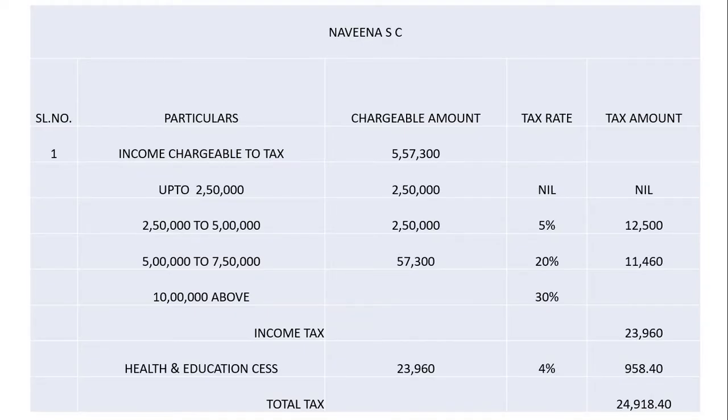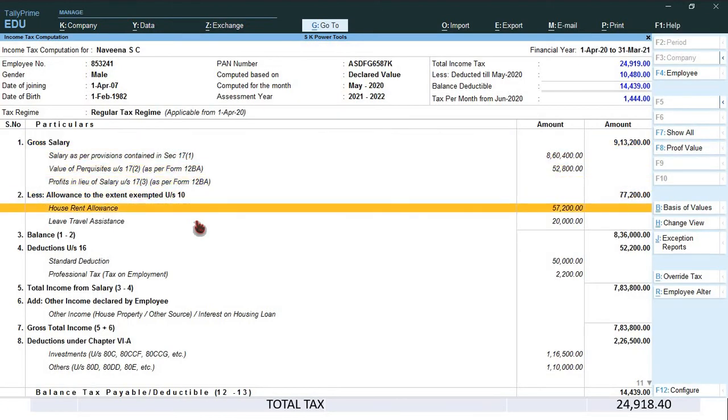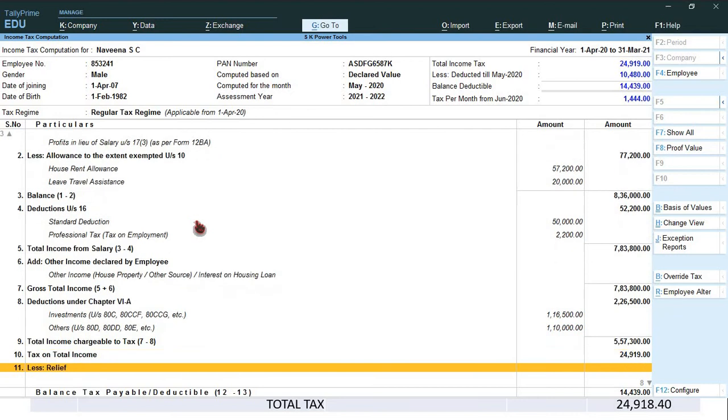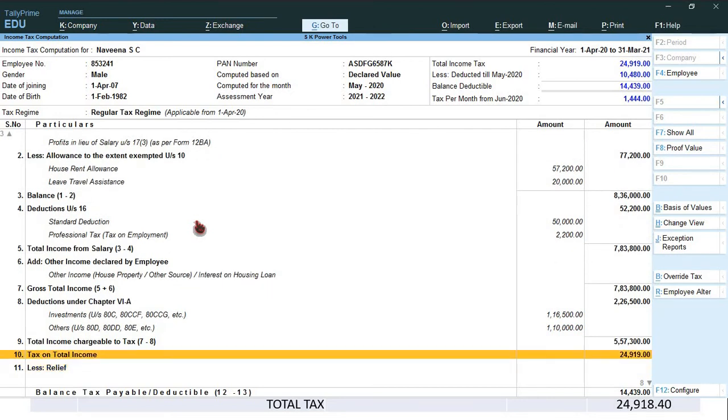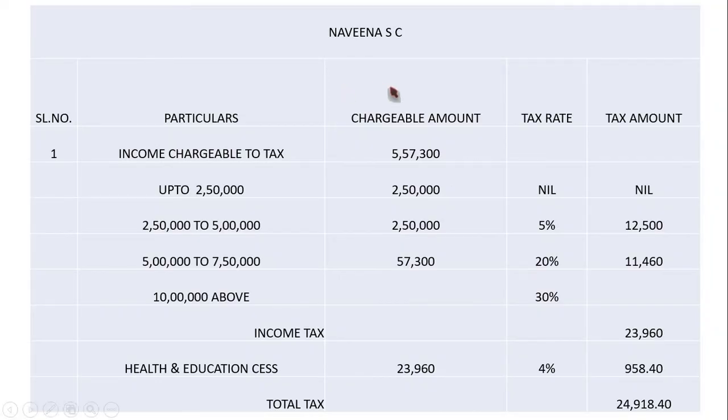See, this is Naveen. Go to Naveen. So the chargeable taxable income, the total amount, is 5,57,300.